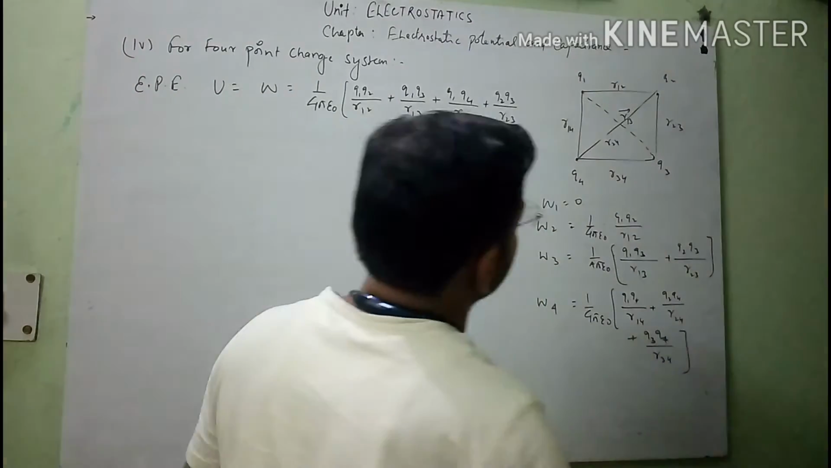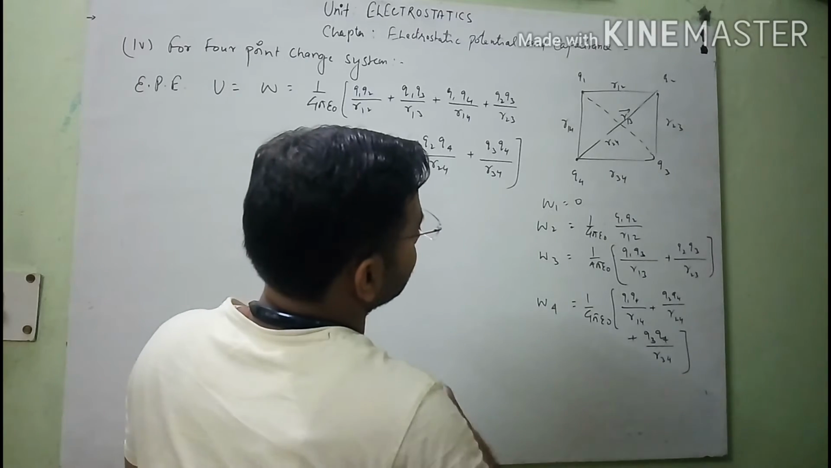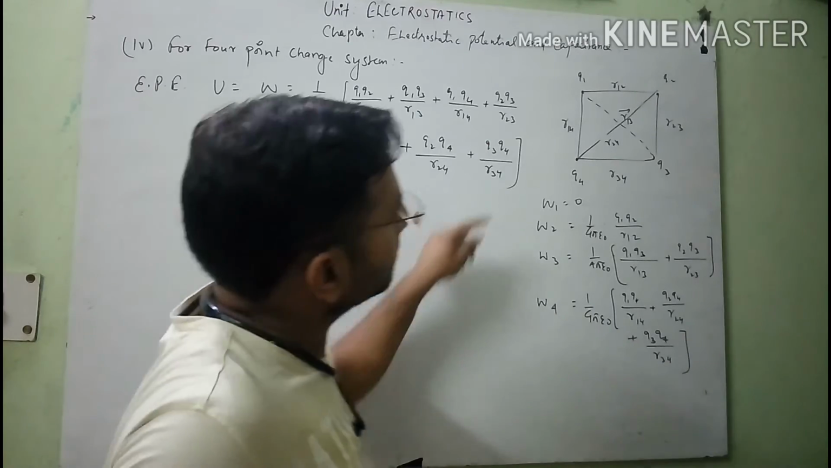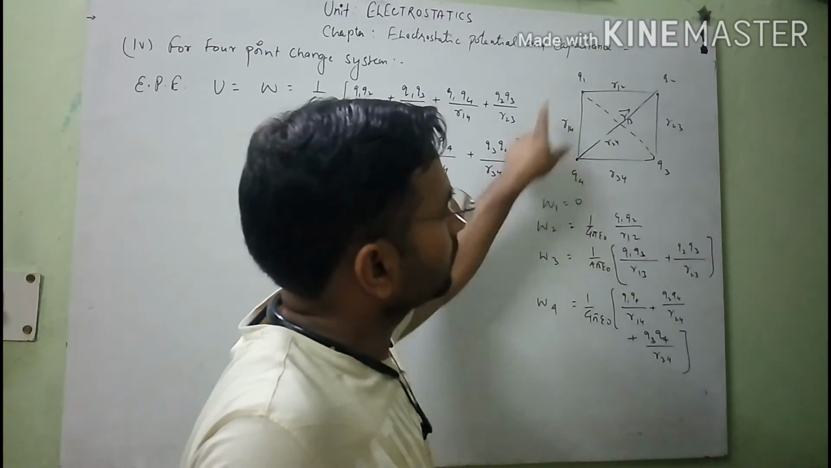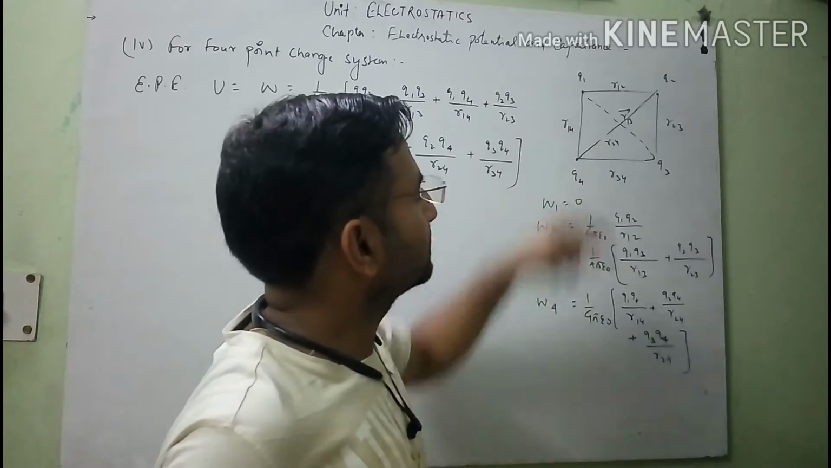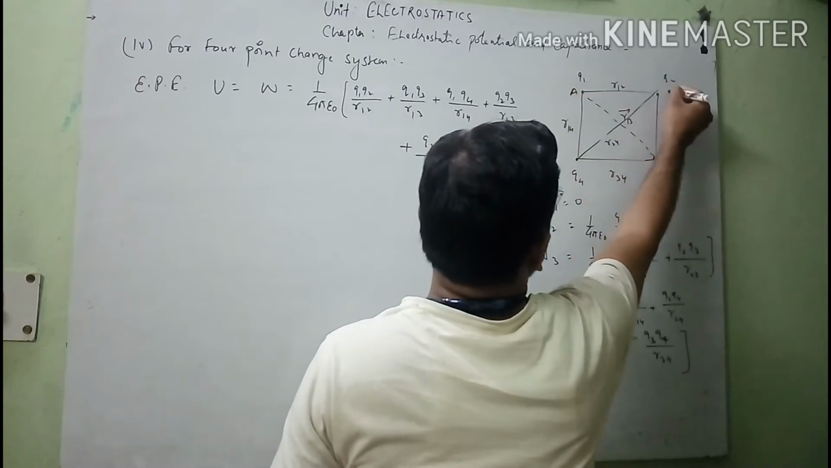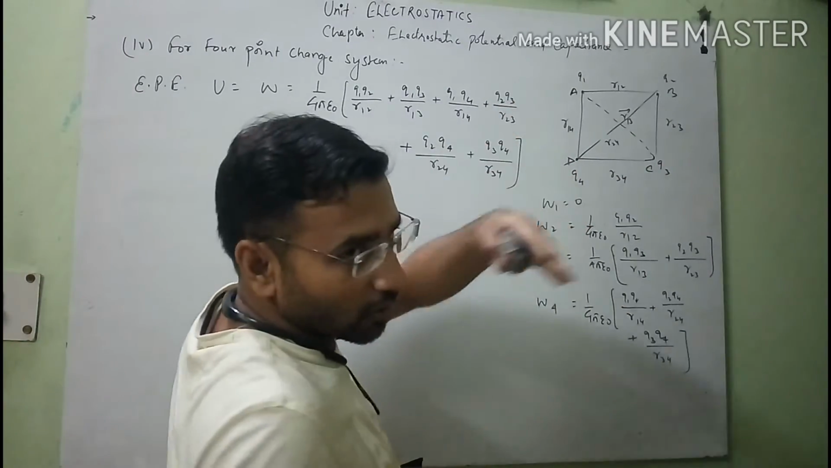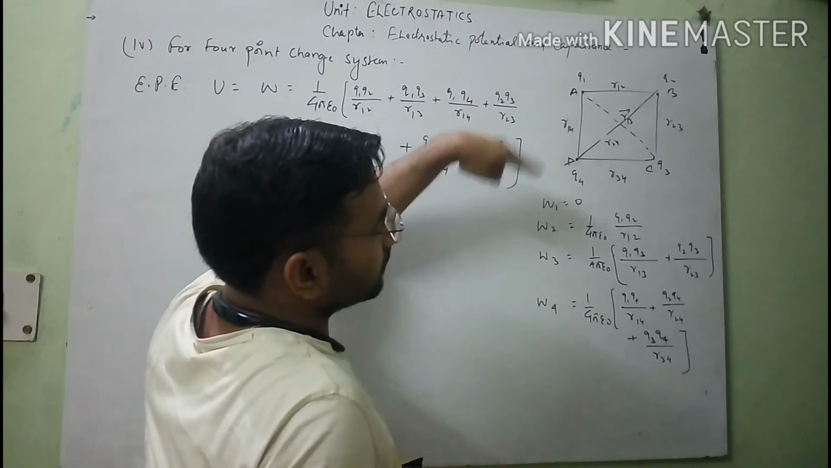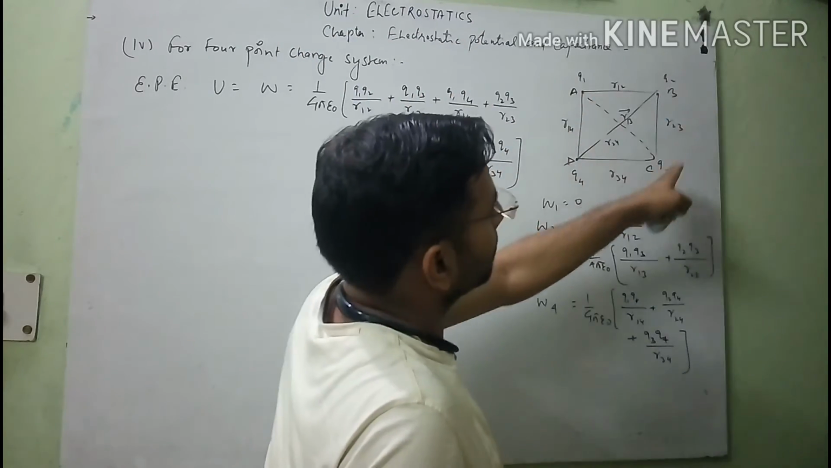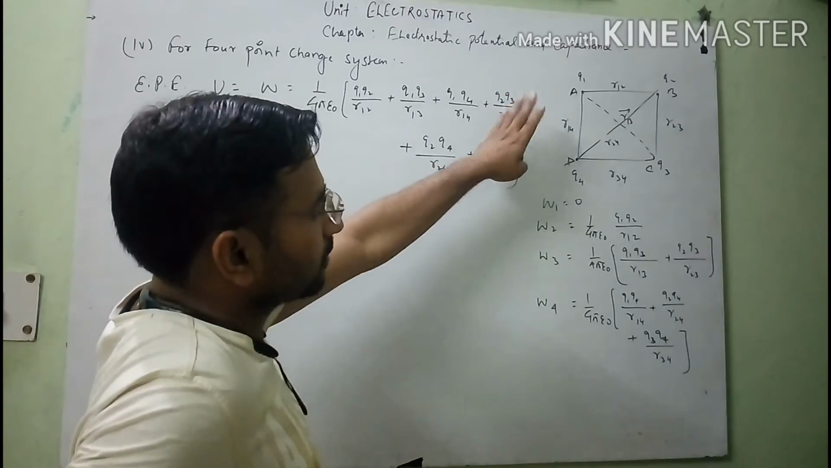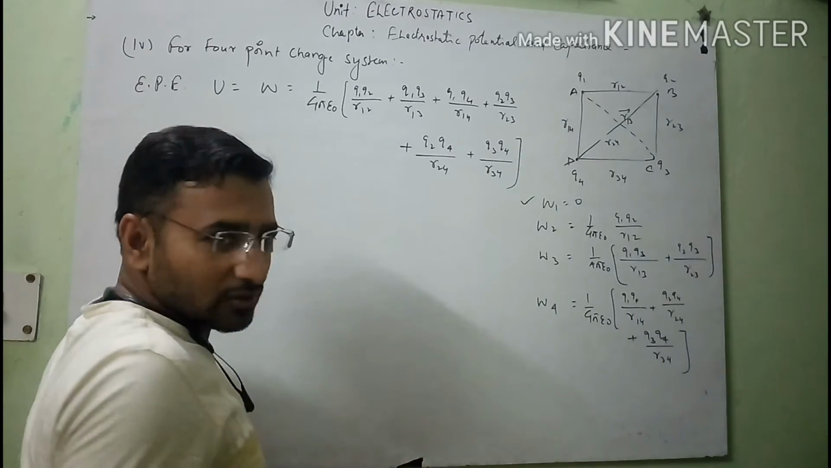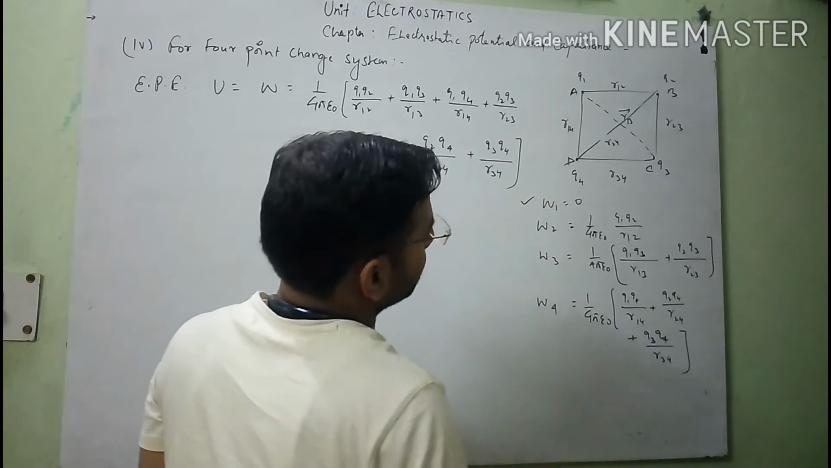In the 4-charge system, I will explain very fast. Q1, Q2, Q3, Q4 are located with their respective positions A, B, C, D. Initially we know that all 4 are at infinity. When we carry the first charge, either Q1 or Q2 or Q3 or Q4, I am starting from Q1. When we carry the charge Q1 from infinity, the work done will be 0 because of the absence of an electric field, as I explained earlier.